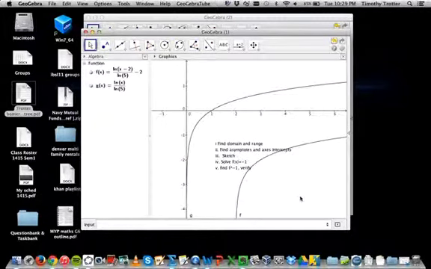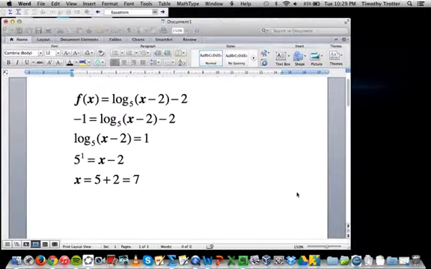Now it wants to know for what value of x our function will equal -1. What I've done is written out this equation. Here's our function, and the question asks where this function is equal to -1, so I set it equal to -1 here. To get to this next step, I've added 2 to both sides, and then I switched the left and right sides. So I get this expression here.